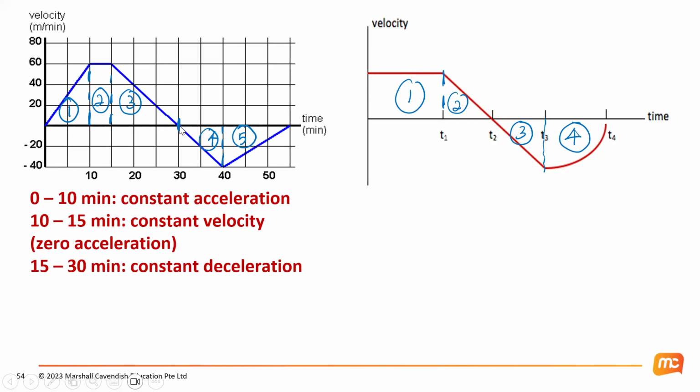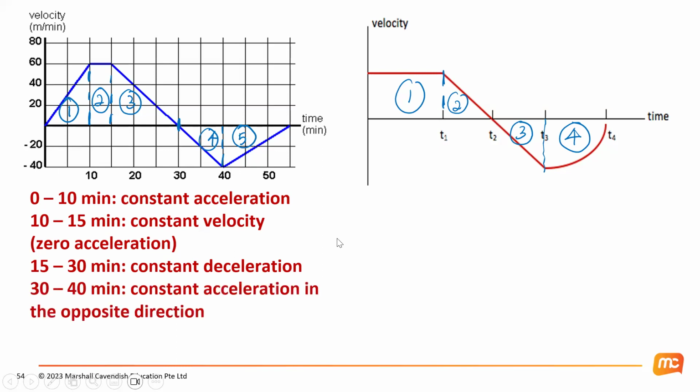So it is actually accelerating because it's moving faster and faster from 20 to 40. So it's actually having a constant acceleration, but it's in the opposite direction. That's why it comes with a negative. Okay, and section number 5 is from 40 minutes all the way to 60 minutes.